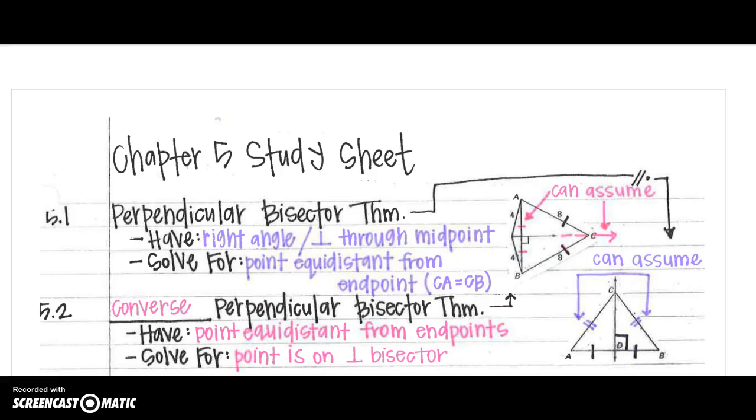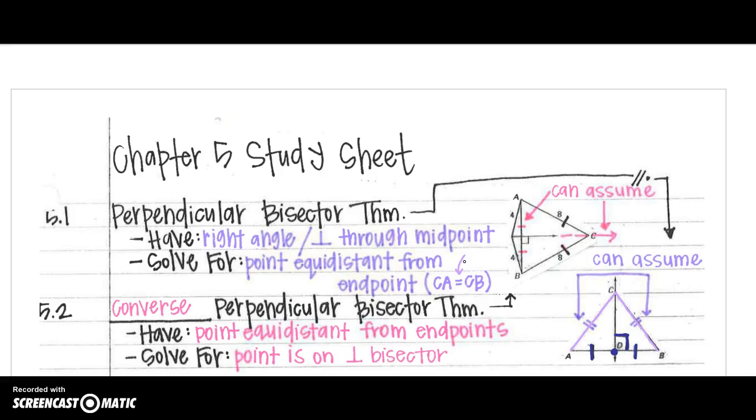In the perpendicular bisector theorem, and I'm going to go over here because I switched up the pictures, we have that CD is the perpendicular bisector. So it makes a right angle and it goes through the midpoint. So we can assume, because of the perpendicular bisector theorem, that AC equals BC. So that's what we can assume. We can set those two equal to each other to solve. That is the perpendicular bisector theorem.